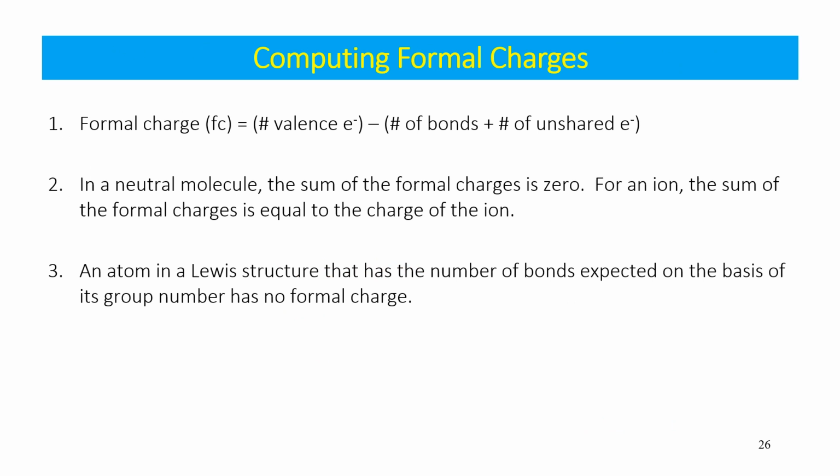To compute formal charges, we need to look at the formal charge, which is the valence electrons minus the number of bonded electrons and the number of unshared electrons. In a neutral molecule, the sum of the formal charge is always 0. For an ion, the sum of the formal charge is equal to the charge of the ion. And the atom in the Lewis structure that has the number of bonds expected on the basis of its group number has no formal charge. Let's look at this in detail.